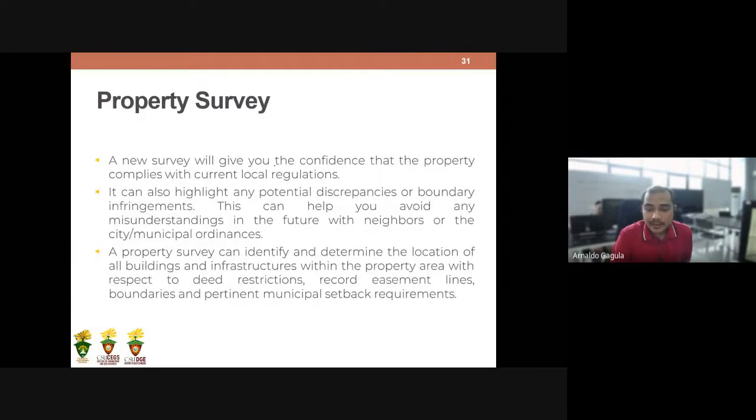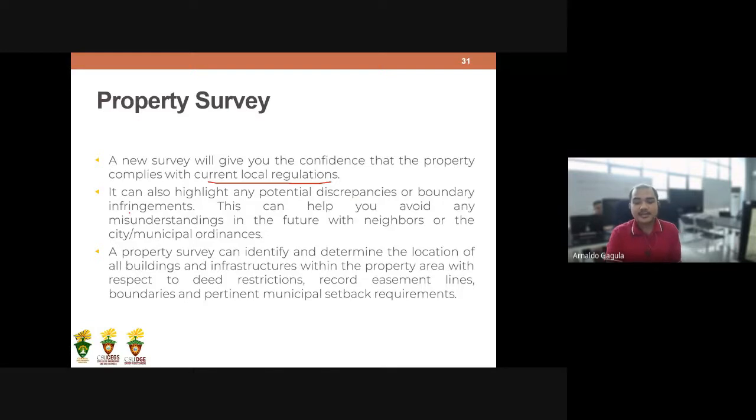So a new survey will give you the confidence that the property complies with the current local regulations like zoning. Dapat ang imuhang lote is nasa residential jud siya, ang commercial is commercial. It can also highlight any potential discrepancies or boundary infringements. This can help you avoid any misunderstandings in the future with neighbors or the city municipal ordinances.